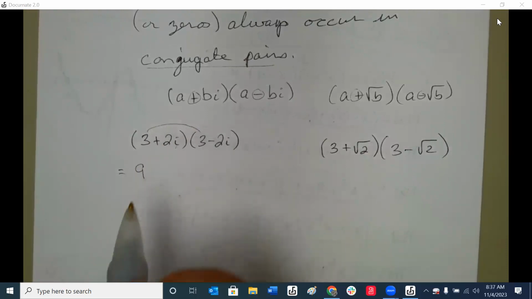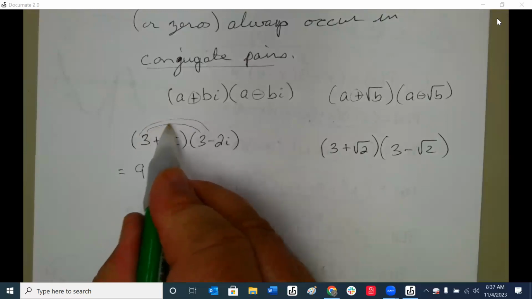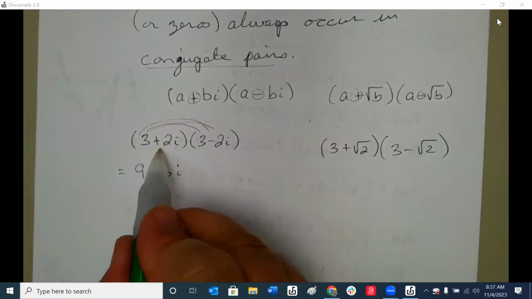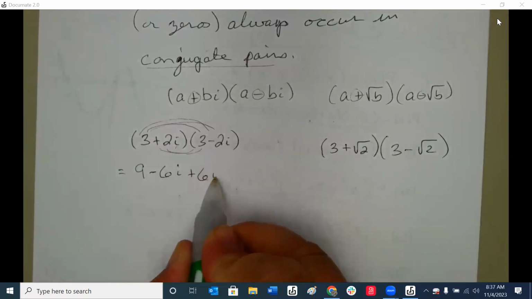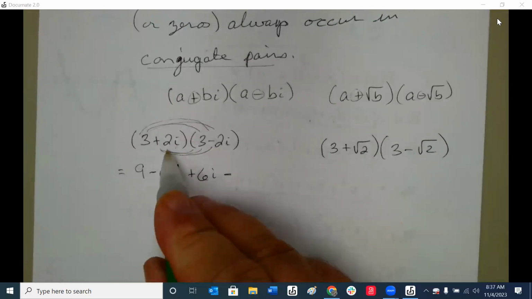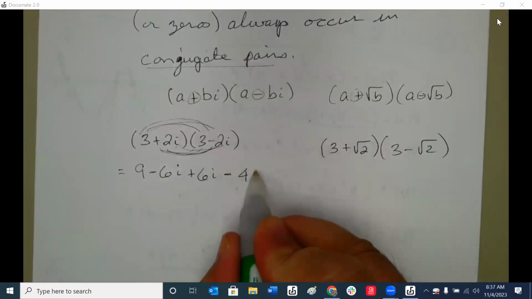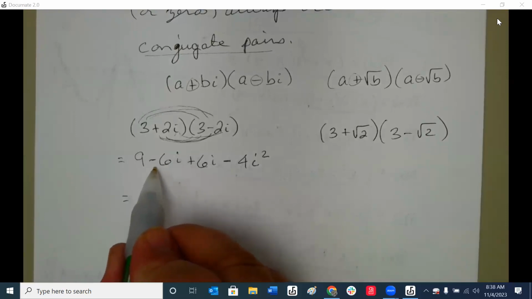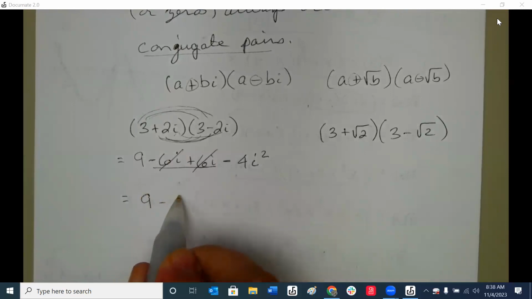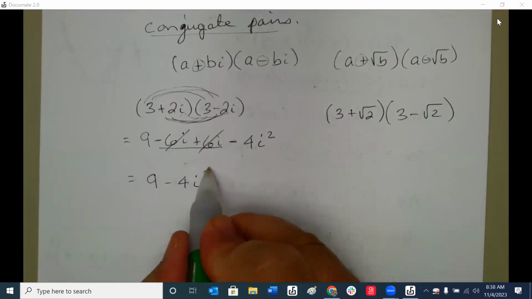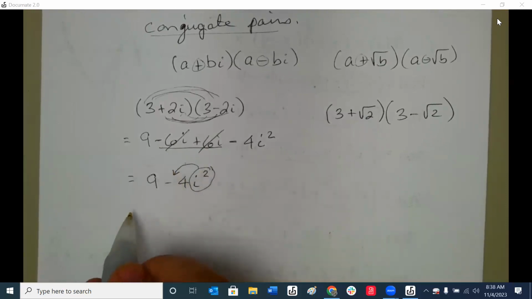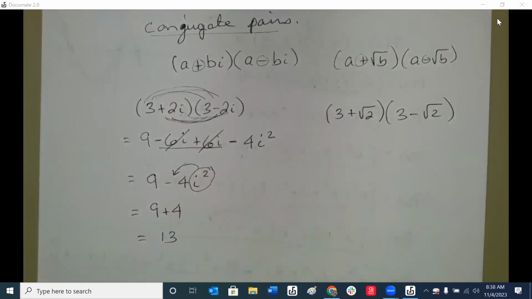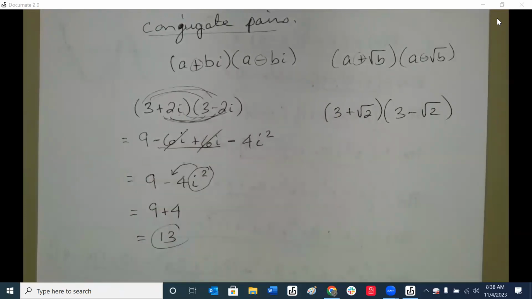we get 3 times 3 is 9. Positive times negative is negative. 3 times 2i is 6i. Positive times positive is positive. 2i times 3 is 6i. Positive times negative is negative. 2i times 2i is 4 i times i, which is i squared. Combine like terms. Negative 6i and positive 6i cancel. i squared changes the sign of the term in front of it. So you don't have any more imaginaries if we multiply them all out.